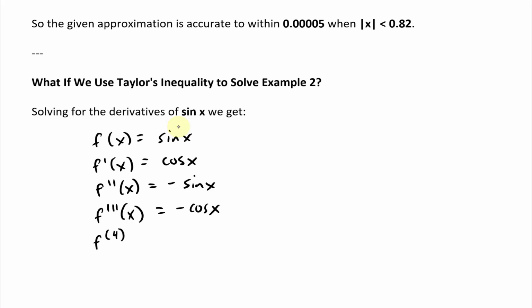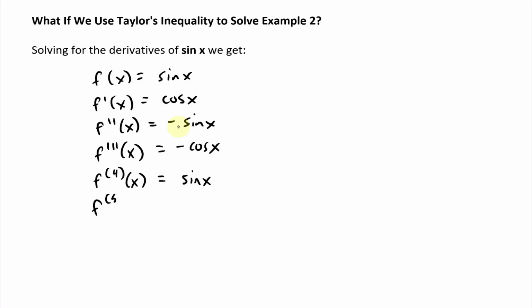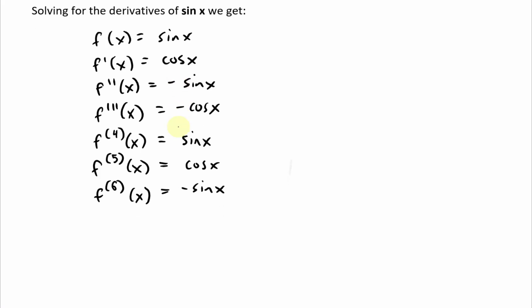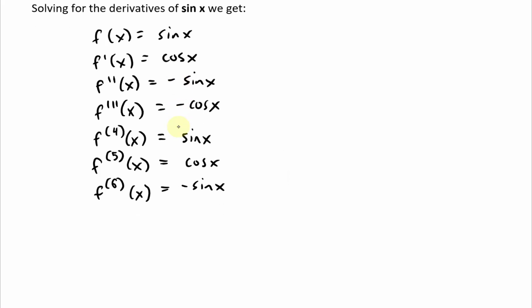And then the fourth one is the derivative of negative cosine of x, which is negative times a negative sine of x, so it becomes positive sine of x. And the pattern repeats. So the fifth derivative of x is equal to cosine of x. The sixth derivative of x equals negative sine of x. So then what we get is the 7th derivative, which we're going to use for our M value.